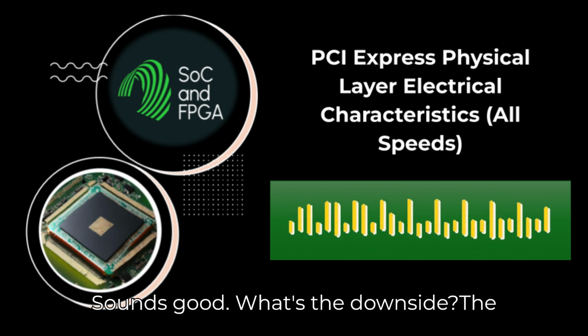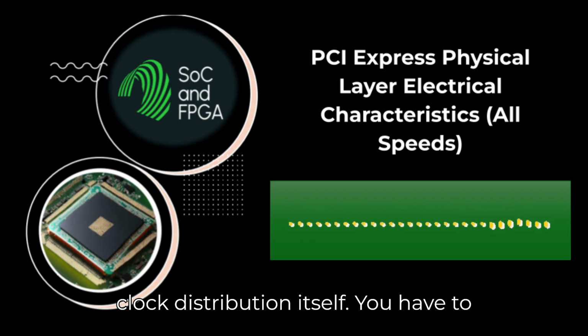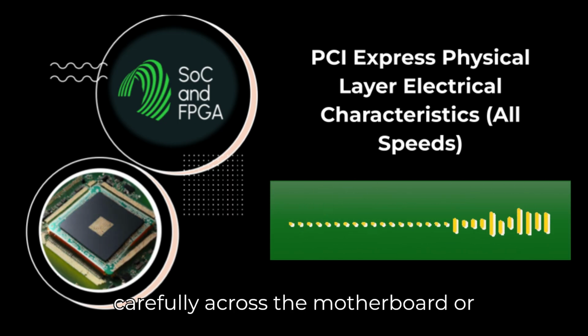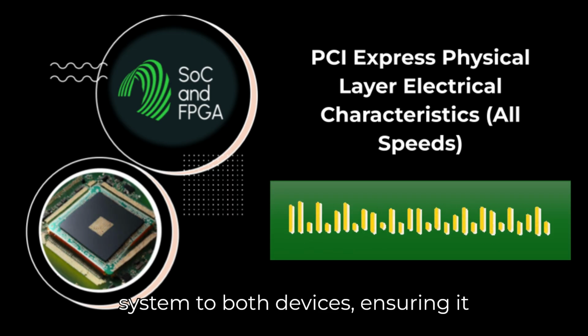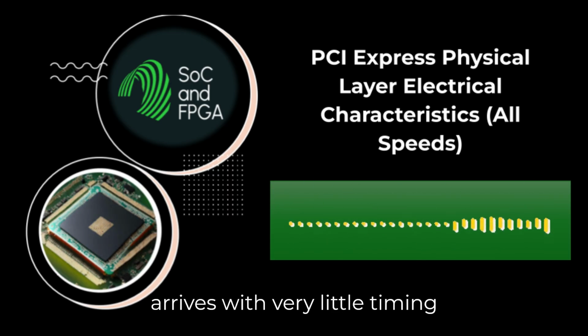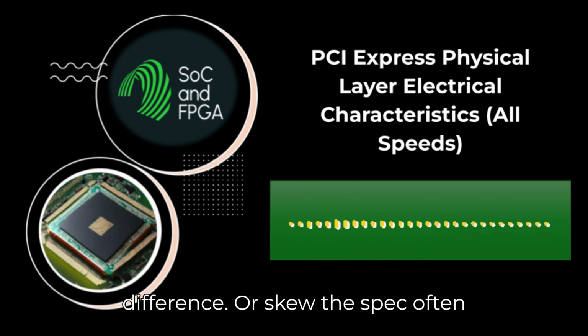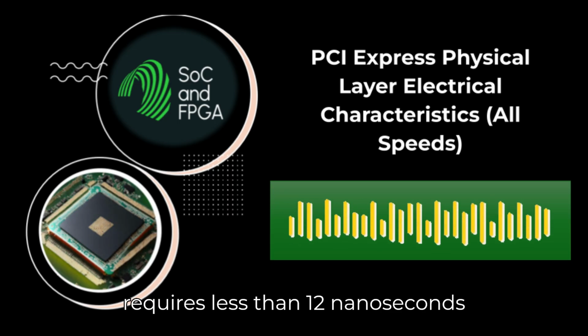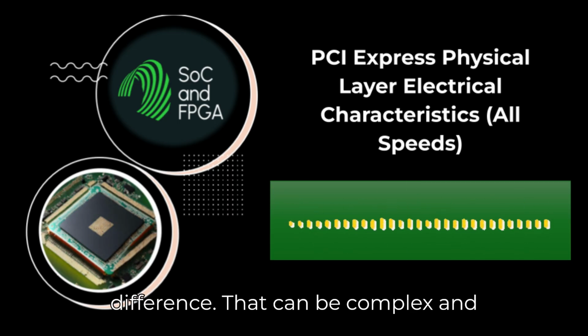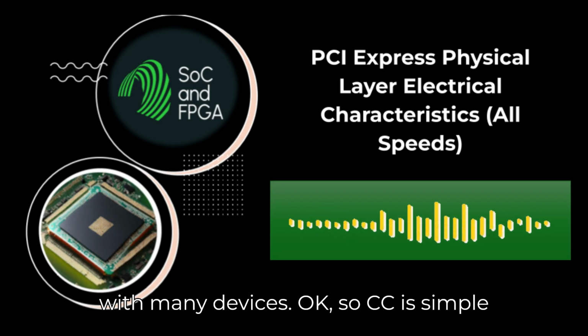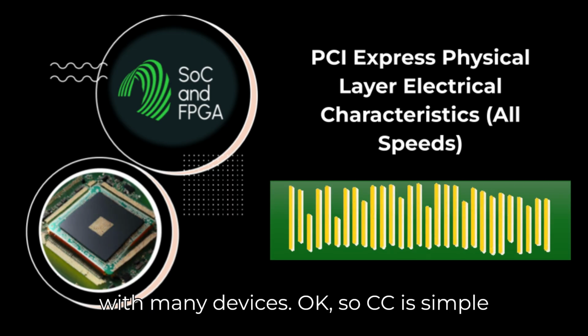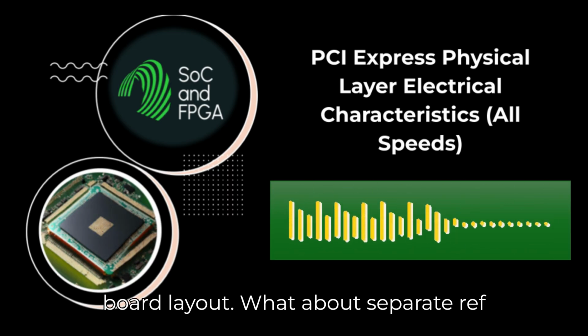Sounds good. What's the downside? The clock distribution itself. You have to route that single clock signal very carefully across the motherboard or system to both devices, ensuring it arrives with very little timing difference, or skew. The spec often requires less than 12 nanoseconds difference. That can be complex and expensive, especially on large boards with many devices. Okay, so CC is simple for the PHYs but complex for the board layout.